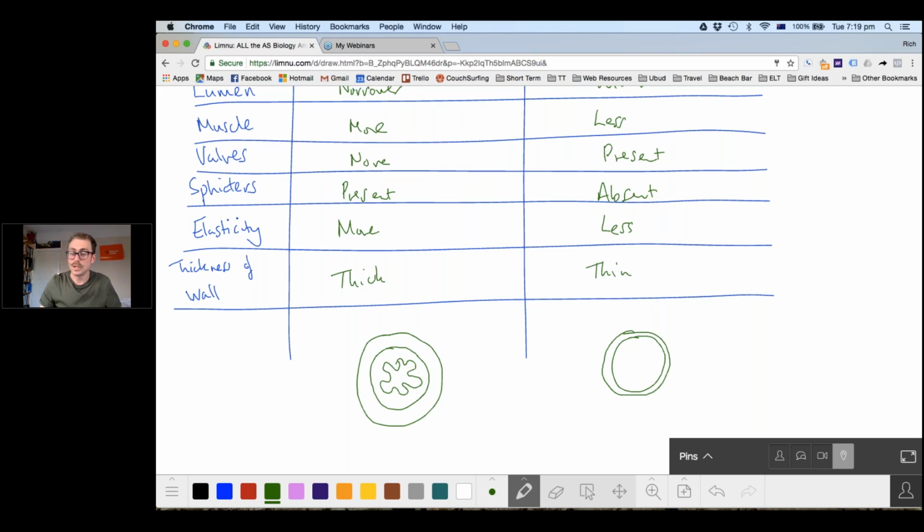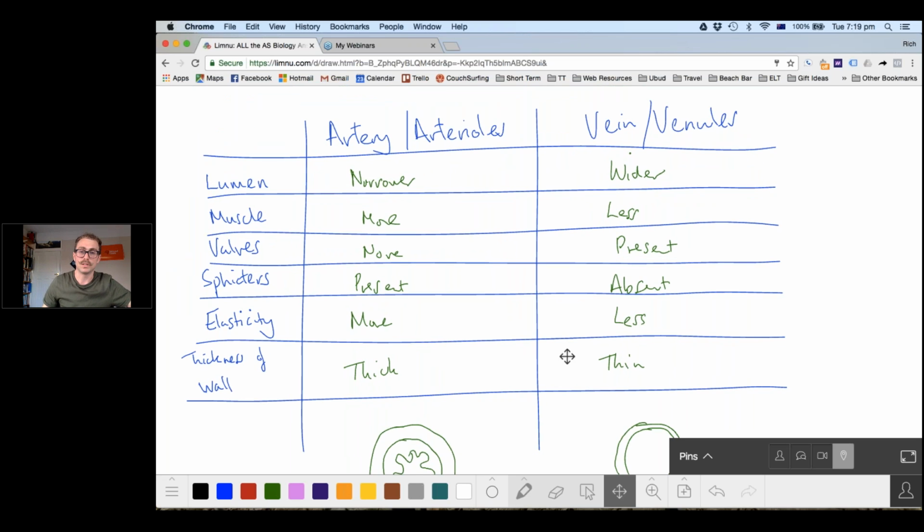What sort of questions could they ask about arteries and veins? Basically, like the other tables, they can ask comparison questions.